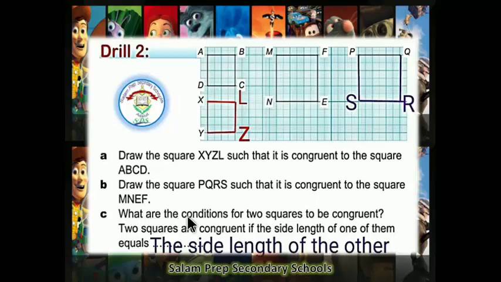What are the conditions for two squares to be congruent? Two squares are congruent if the side length of one of them equals the side length of the other. Two squares are congruent when the side length of one of them is equal to the side length of the other.